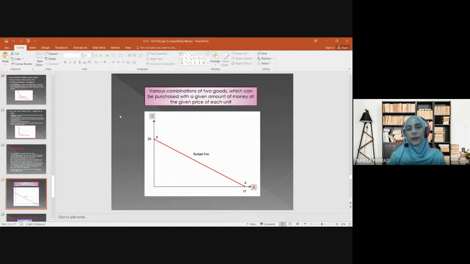So inilah budget line. Good Y, good X. Di sini tadi, kalau kita beli keseluruhan X, kita akan beli 12X dengan pendapatan RM12, harga X satu unit RM12. And then untuk good Y, kalau beli ke semua Y, kita boleh beli 24 units of Y dengan pendapatan RM12 apabila harga Y 50 sen.